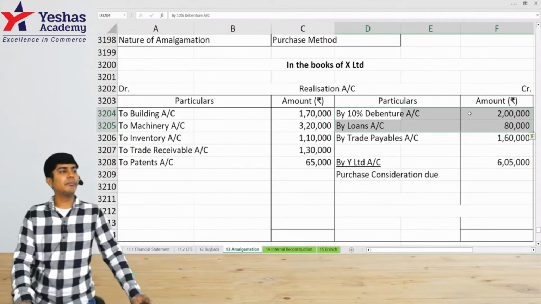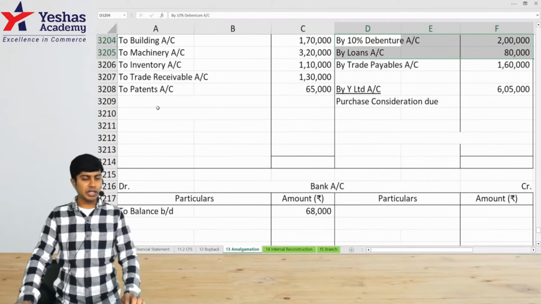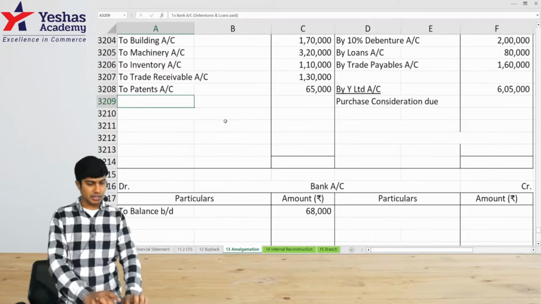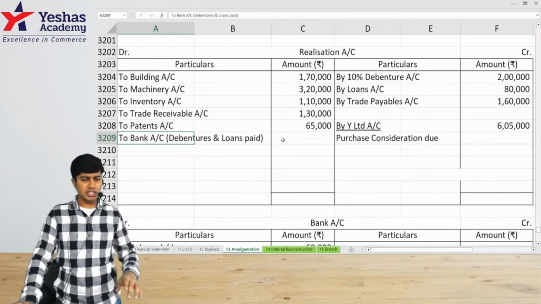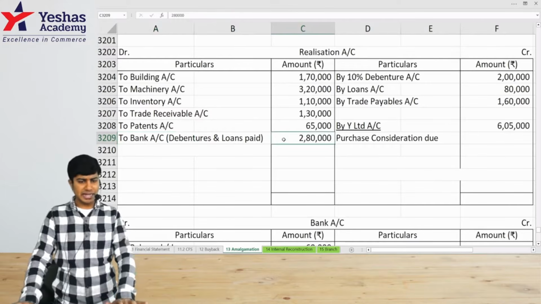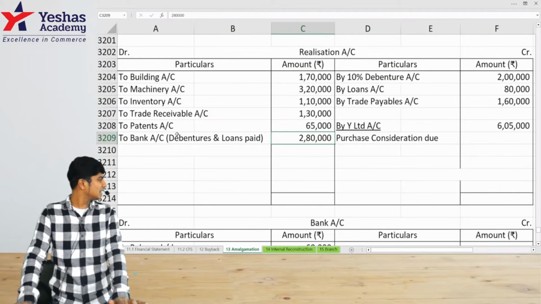What is the entry when you pay? Realization account debit to bank. So in realization account, I would write debit side to bank. You want me to write 2 times or 1 entry is good? 1 entry. How much? 2 lakh plus 80, 2 lakh 80. If you want, I can write them 2 times: 2 lakh separate entry, 80,000 separate. In realization, I wrote 2 bank.